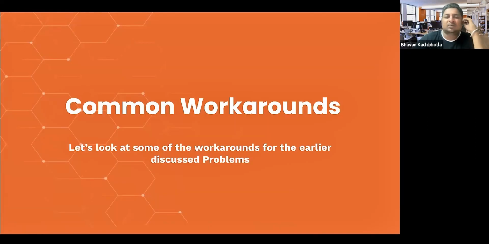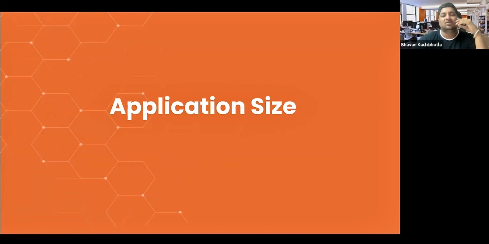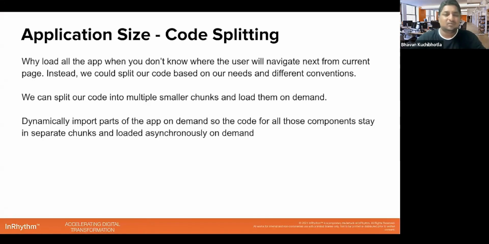And now common workarounds for these problems, generic solutions, not really specific to Next. We'll talk about specific Next solutions in the later sections. Common workarounds and common solutions for these problems, let's discuss that. So application size. The direct silver bullet for application size is code splitting. There is no two ways about it.